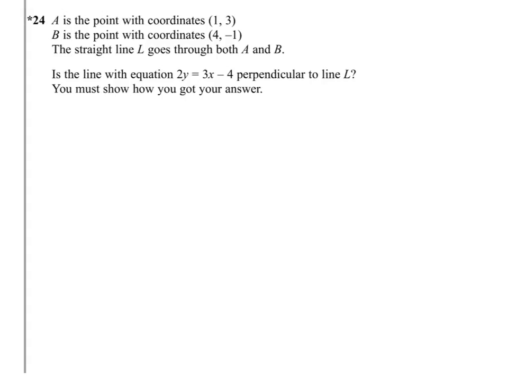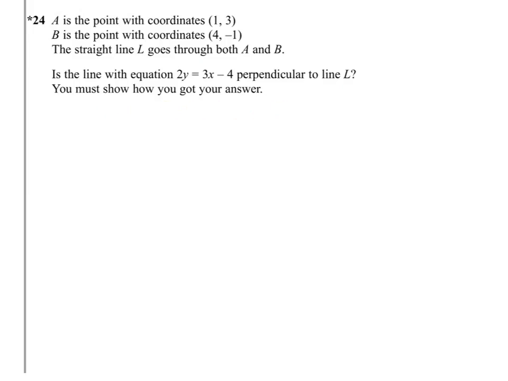Question 24. A is the point with coordinates 1, 3. B is the point with coordinates 4, minus 1. The straight line L goes through both A and B. And the question is: is the line with this equation, 2y equals 3x minus 4, perpendicular to line L? And you've got to show how you got the answer.